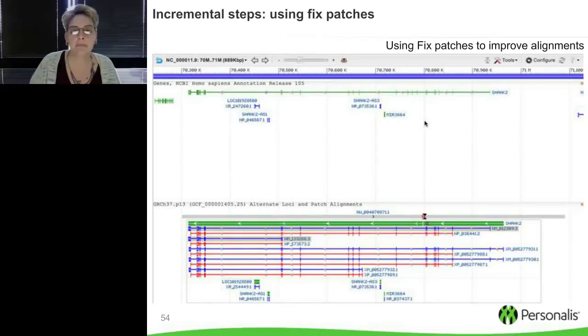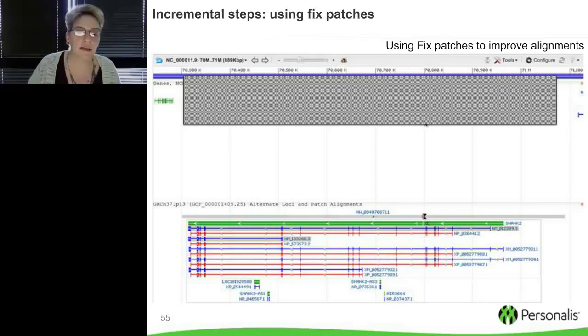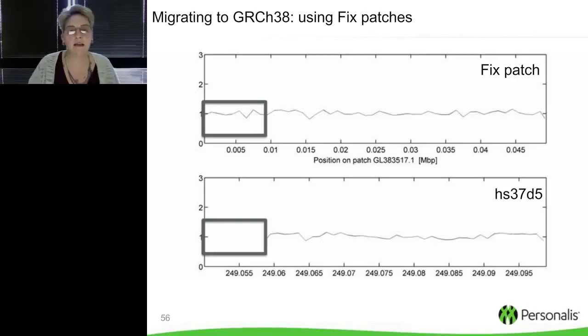So the approach that we take, here is the chromosome representation. Here is the fixed patch representation. And we can just redact the chromosome representation. So we force reads to align to the fixed patch. And this gets us around this problem of the allelic duplication that's introduced by these alternate sequences. We can then take this data and do alignment and read calling.